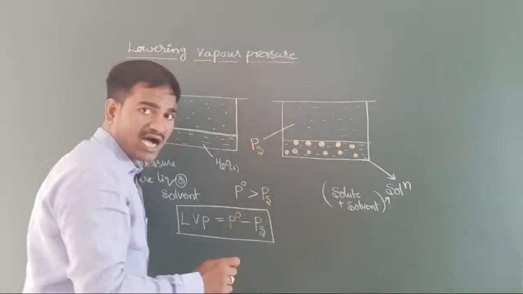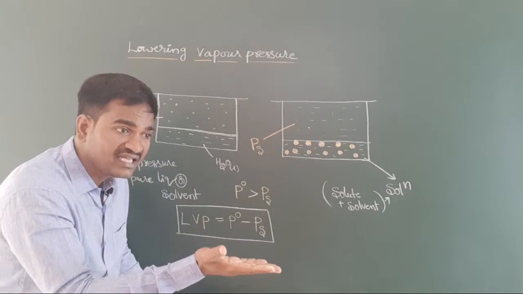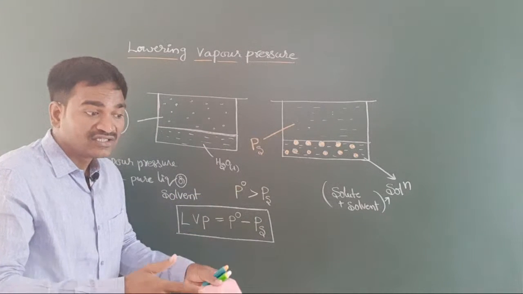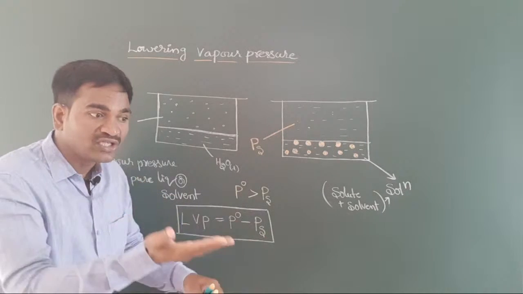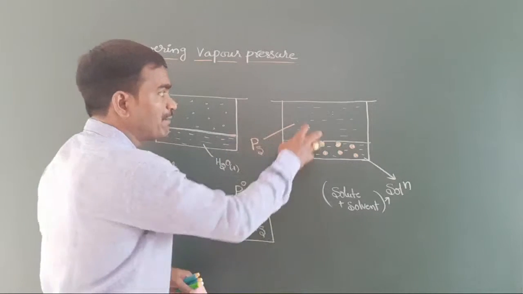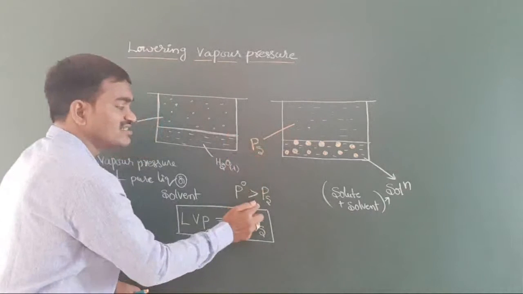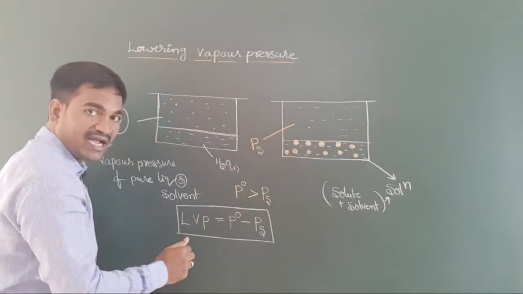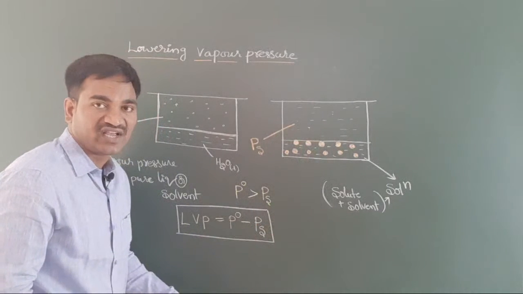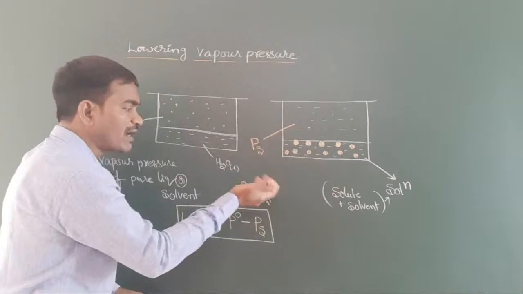Due to the addition of non-volatile solute, those non-volatile solutes are not involved in the evaporation process, because they are non-volatile and they become like an obstacle to the other particles which are involved in the evaporation process. So the overall vapor pressure of the solution, I am taking it as PS, and this PS is lesser than P naught. Why? Because the non-volatile solute occupies some space of the surface of the liquid and is not involved in the evaporation process, therefore vapor pressure decreases.